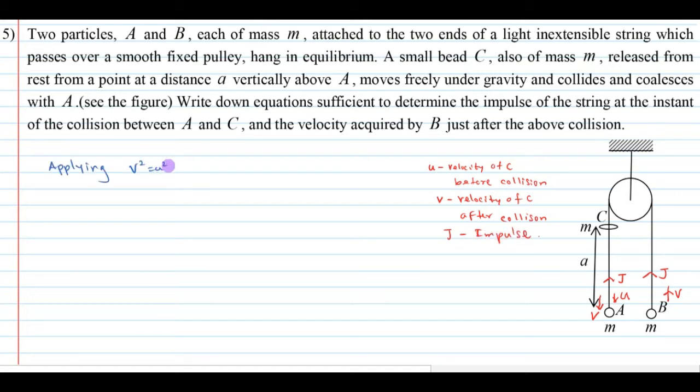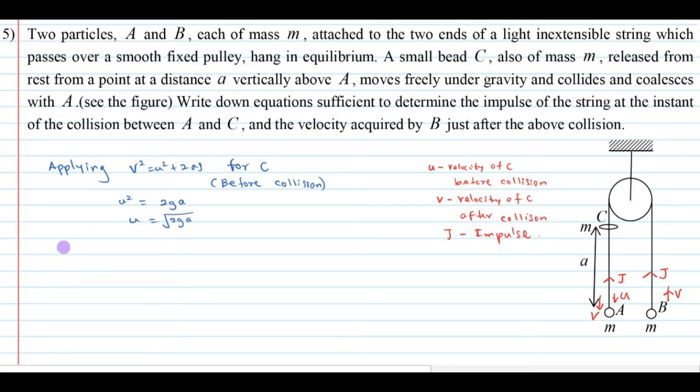Applying v squared equal to u squared plus 2as, downward vertical for C before collision, u squared is equal to 2gh. u is equal to root 2gh.